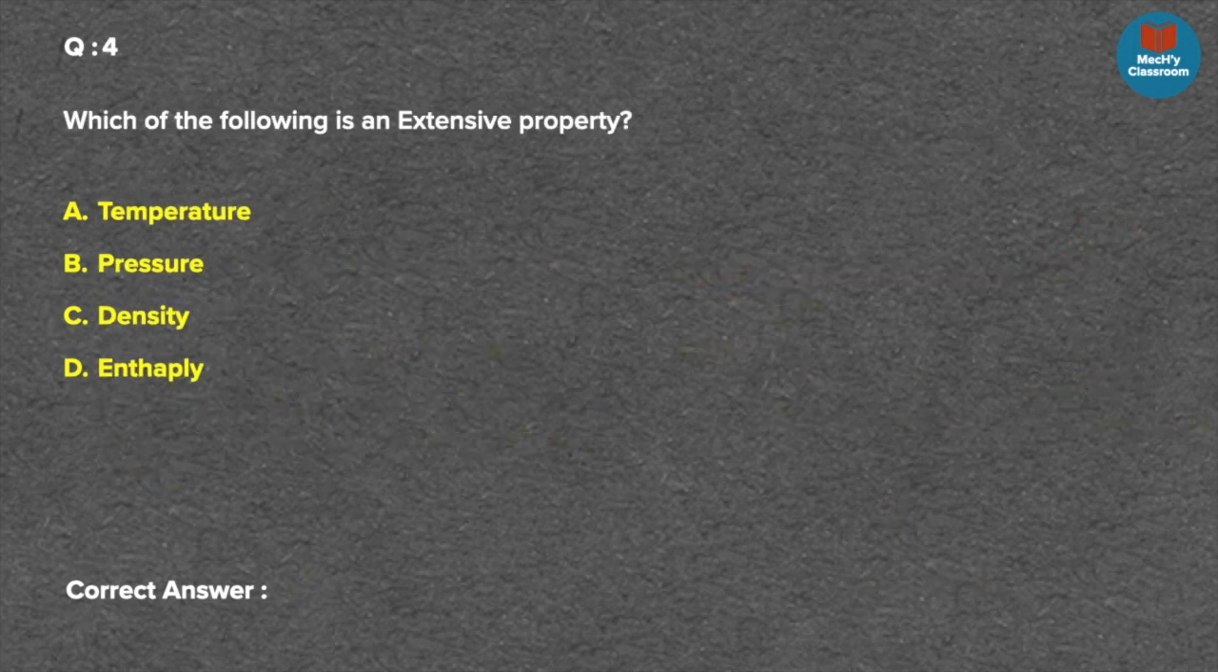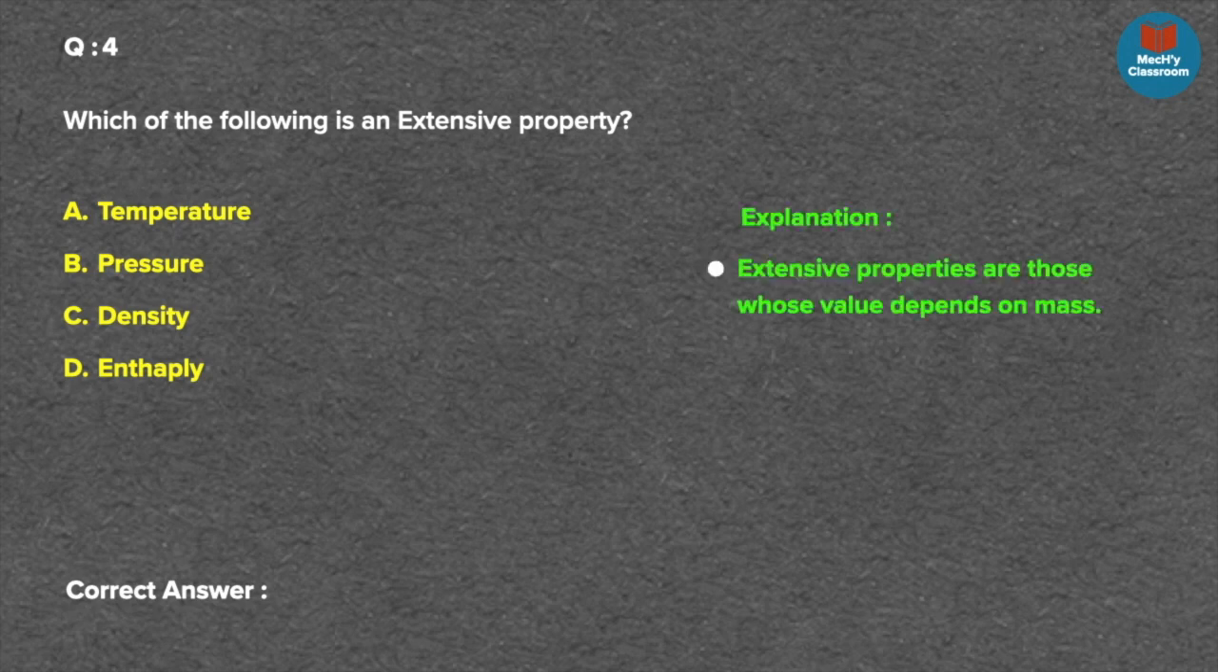Which of the following is an extensive property? Temperature, pressure, density, enthalpy. What is extensive property? Extensive properties are those whose value depends on mass. For example, enthalpy, kinetic energy, entropy. The formula for kinetic energy is half mv square. The kinetic energy depends on mass and velocity. So it is an extensive property.